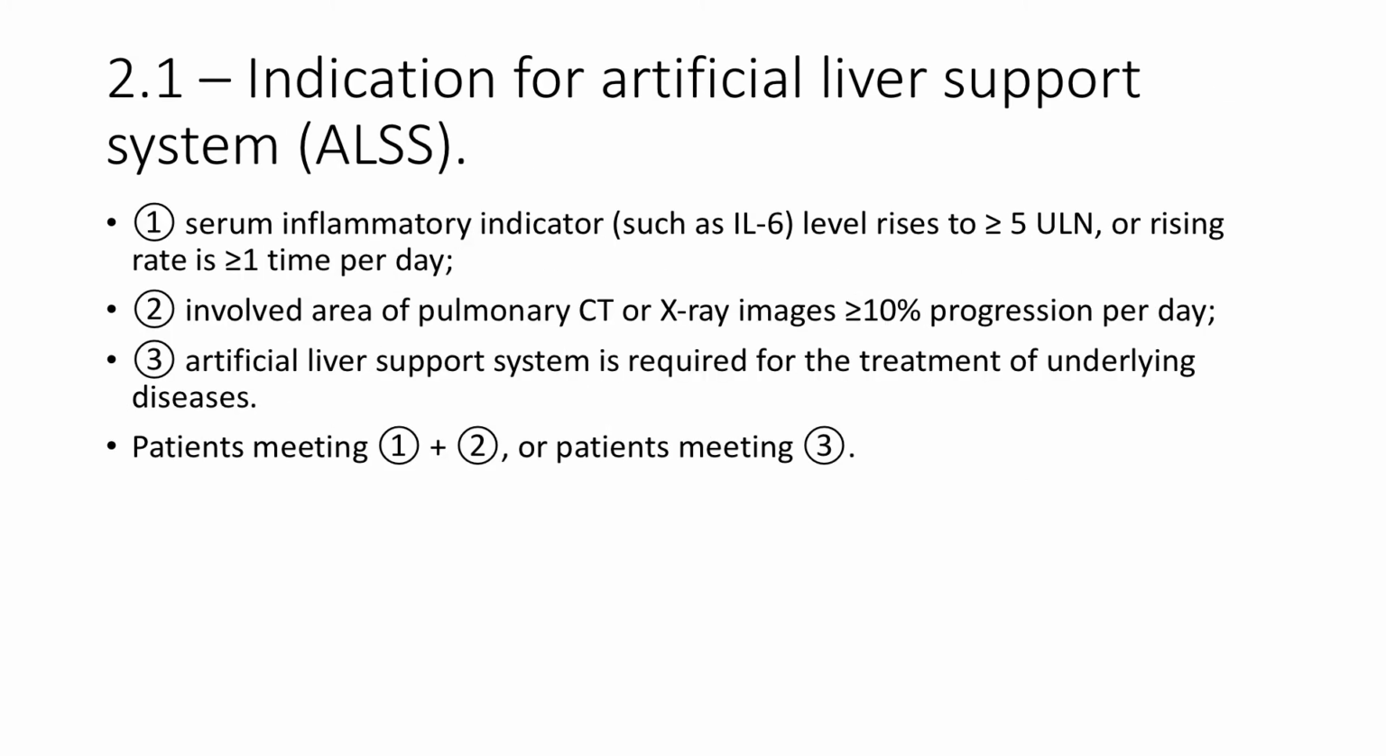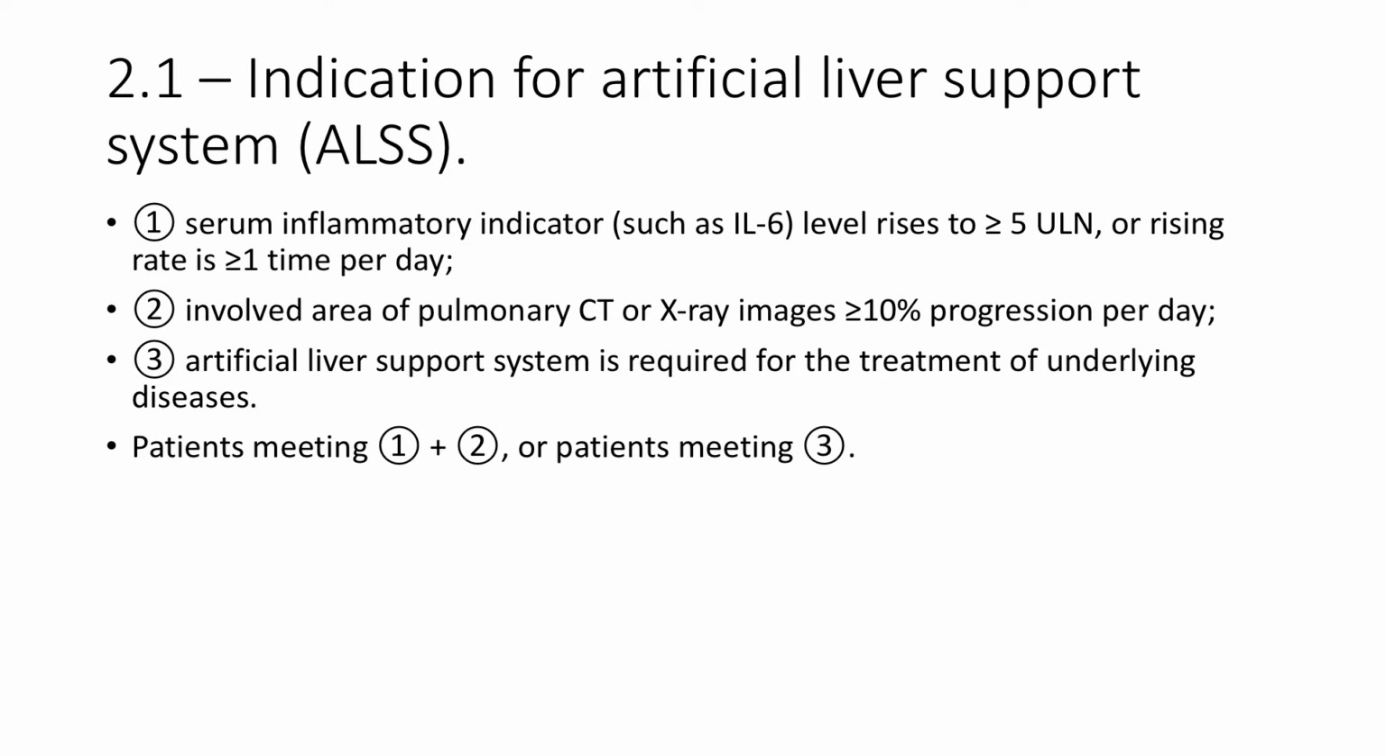Indications for artificial liver support. So, patients meeting criteria 1 and 2 or patients meeting criteria 3, where criteria 1 is serum inflammatory indicators such as IL-6 level rises to greater than or equal to 5 ULN, or rising rate is greater than or equal to 1 time per unit.